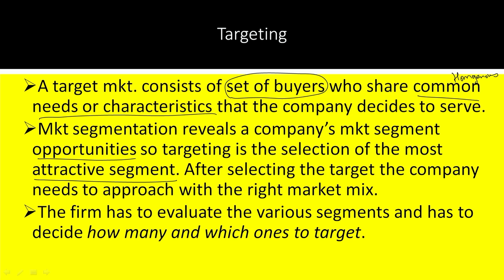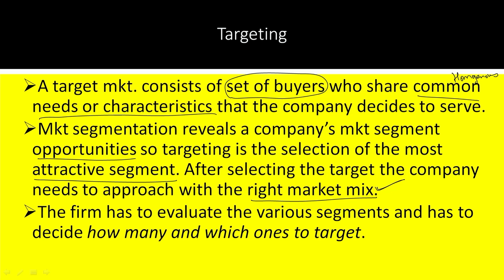The company should only try to target that segment which is attractive enough in terms of sustainability, in terms of making money, and in terms of the resources of the company also. And after selecting the target, the company needs to approach this segment with the right market mix. Market mix means all 7 P's which I have told you. So, companies should select that particular segment which is attractive, then make the right marketing mix to target it.